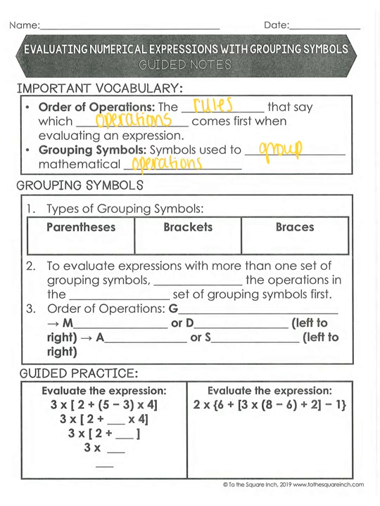So there's different types of grouping symbols. There's parentheses, which we've kind of talked about already, when we've used already. Then there's brackets. And then there's braces.